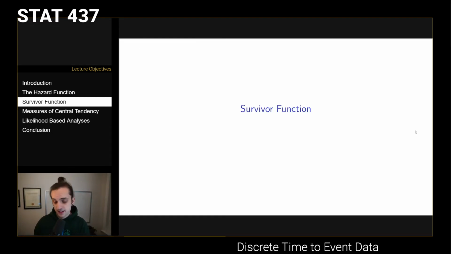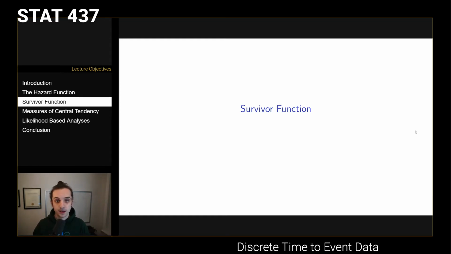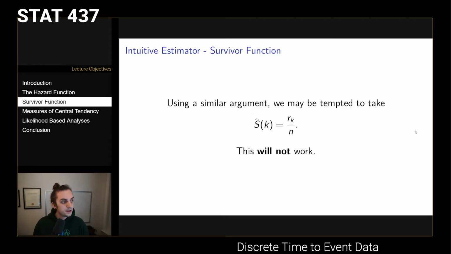So if we have this hazard function, the next obvious quantity that we might care about is the survivor function, right? So if we wanted to take that similar intuitive argument that we just made for the hazard function, we could try and do the same thing for the survivor function. And we could say, well, at time k, there are r_k individuals left. We knew we started with n total individuals. And so r_k over n is the total number of people who are surviving at time k.